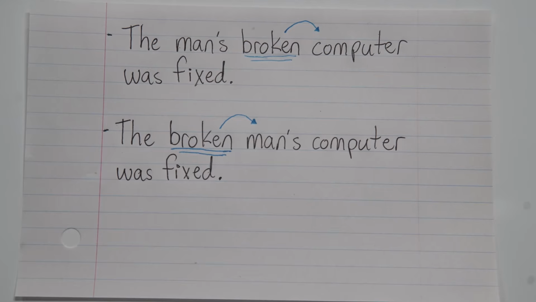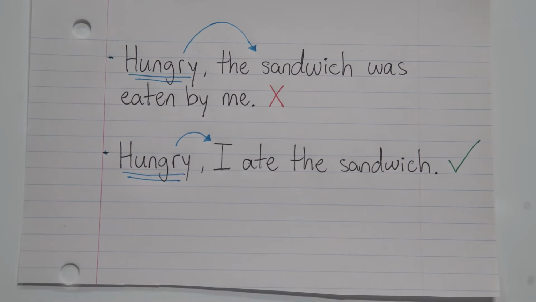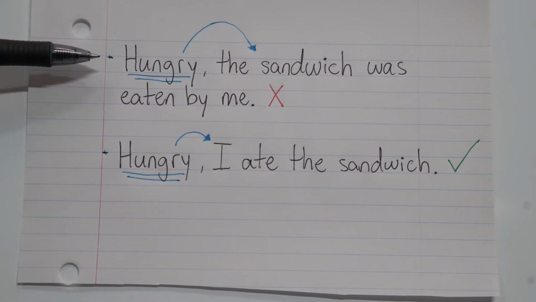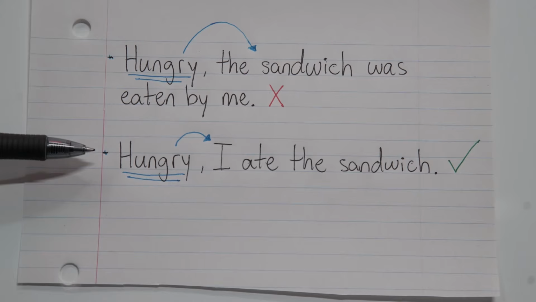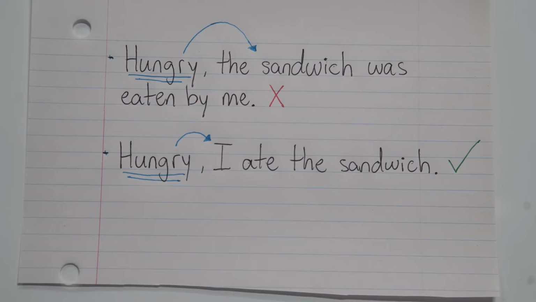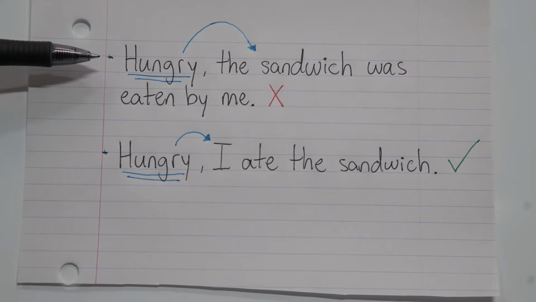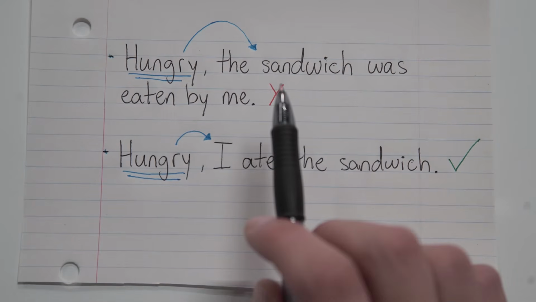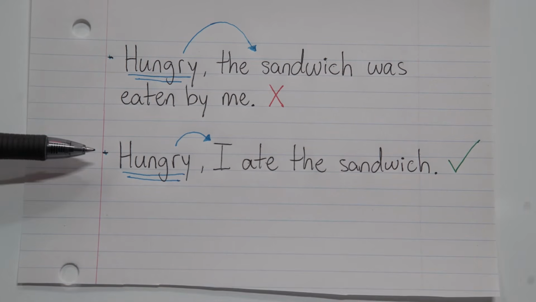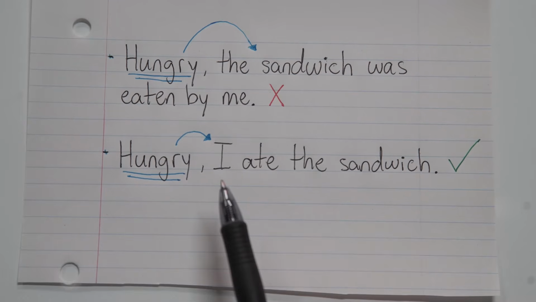The second common type of modifier error is what we call a dangling modifier, which would look something like this. Hungry, the sandwich was eaten by me. Versus hungry, I ate the sandwich. Now, the modifier here is hungry, and it should modify the word or phrase right next to it. So if that's true, what would this first sentence really be saying? Well, believe it or not, you would actually be saying that the sandwich was hungry, which is obviously a lot different from the second sentence, where you'd be saying that I was hungry, right?